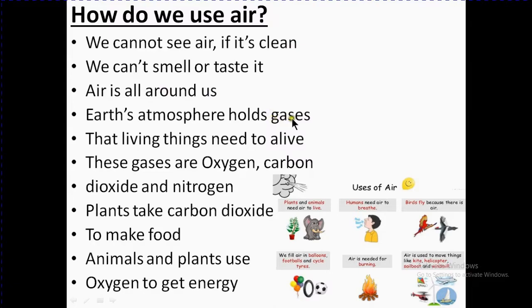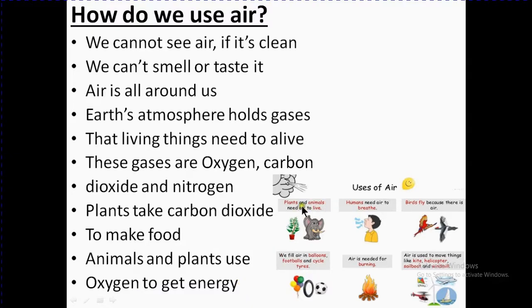Earth's atmosphere holds gases that living things need to live. These gases are oxygen, carbon dioxide, and nitrogen. There are also other gases, but these are the most abundant ones. Plants take carbon dioxide to make their food. We know that when plants prepare their food, they need carbon dioxide, sunlight, minerals, and water from the earth's surface. This process is known as photosynthesis, but the most important thing for the plant is the carbon dioxide that they take from air. Animals and plants use oxygen to get energy.